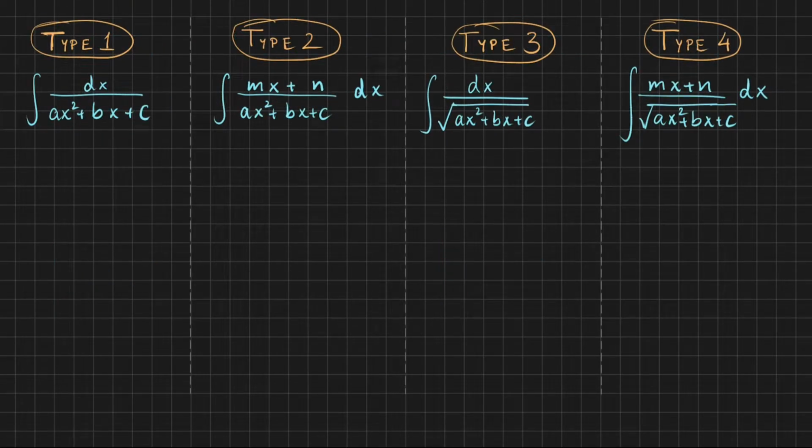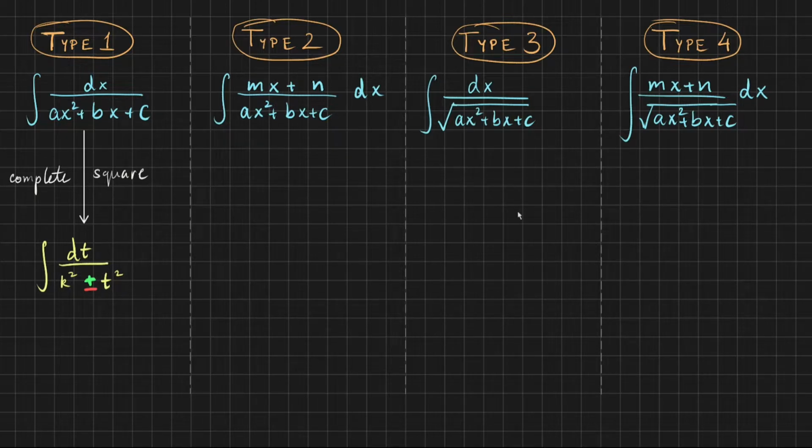We are now ready to take a look at the 4 main types of integrals we are going to see in this video. The first type just has dx in the numerator, or a 1 in the numerator if you will, and only a quadratic trinomial in the denominator. After we complete the square for this quadratic trinomial, what we are going to get is an integral of the form dt over k squared plus or minus t squared. Here k is some constant.